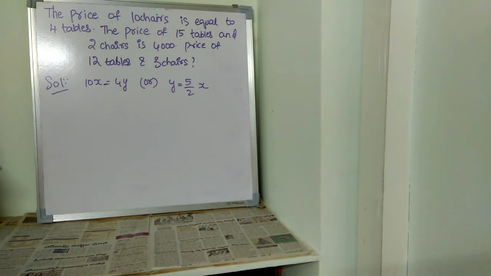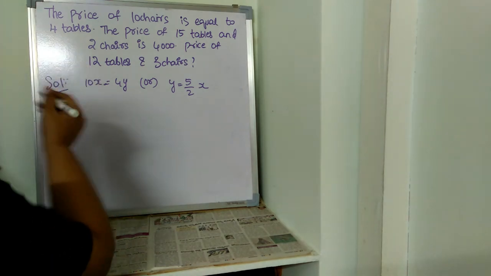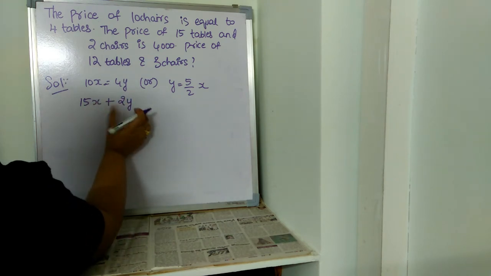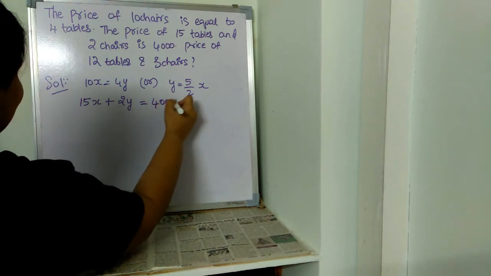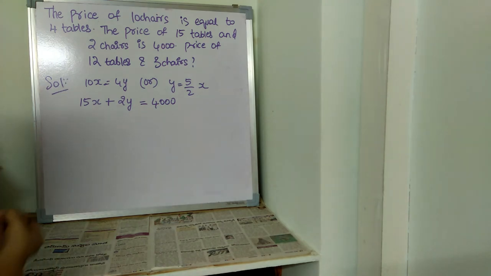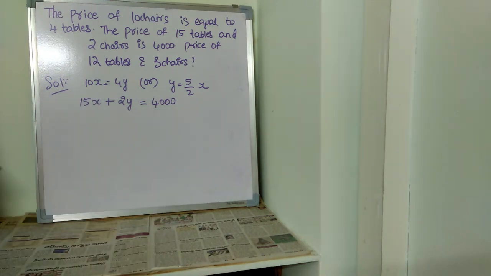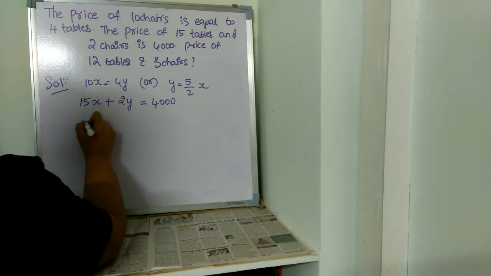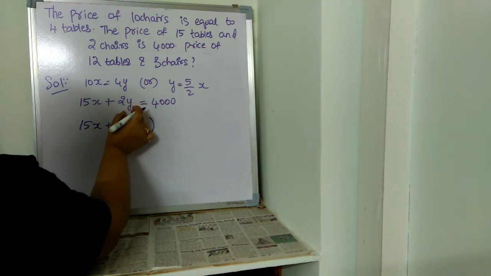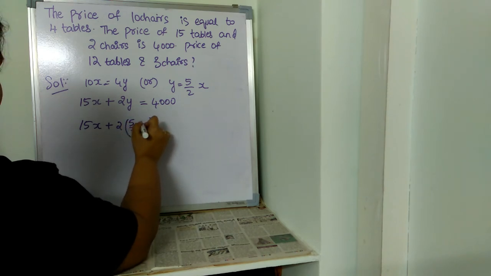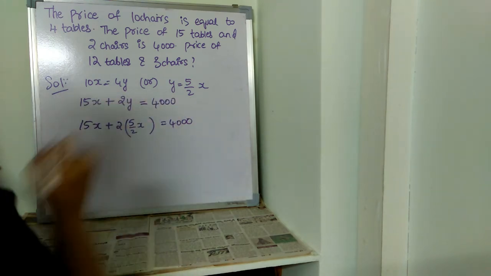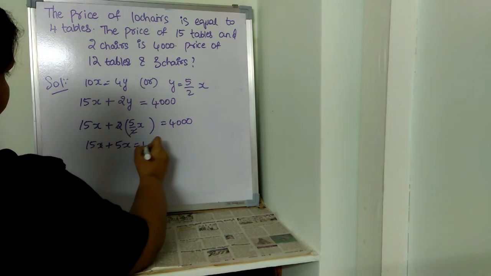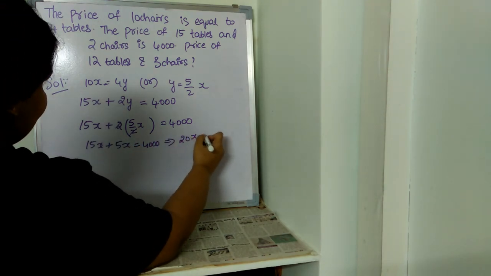The price of 15 tables and 2 chairs is 4000. Tables we have denoted as y, and chairs we have denoted as x. So 15y plus 2x, the total price of this is 4000 as given in the question. Now we are just substituting the value of y, which we already know. We are substituting 5 by 2x in place of y. 15x plus 2 into 5 by 2x is equal to 4000. Cancel 2 and 2, so 15x plus 5x is equal to 4000, which can also be written as 20x is equal to 4000.